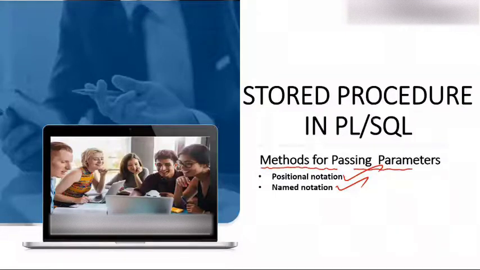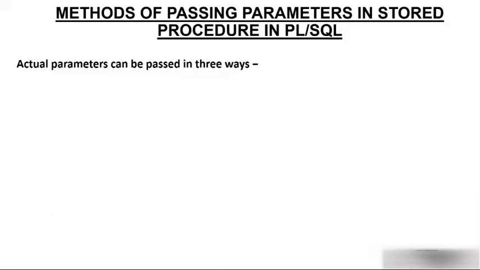Prior to this we have understood what a stored procedure is and how to create a stored procedure, and now we are going to understand how to pass parameters. There are actually three methods, but in this video we'll concentrate only on these two. That is, we will write implementation code for only these two methods, positional notation and named notation. Let's start. So, methods for passing parameters in stored procedures in PL/SQL.